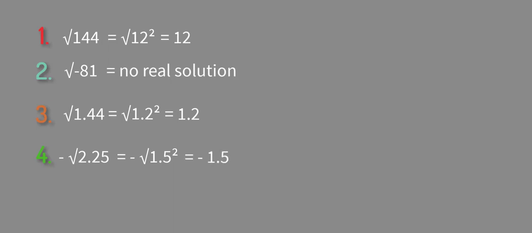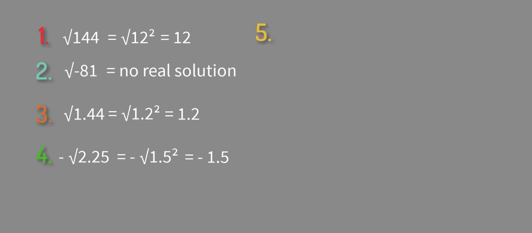And the point mainly of this problem was to point out the difference between number 2 and number 4. With number 2, the negative sign is on the inside of the radical, and there's no number squared that's going to equal a negative number, so we end up with no real solution. But with number 4, the negative sign is on the outside of the radical, and therefore we just apply the negative after we find the square root.